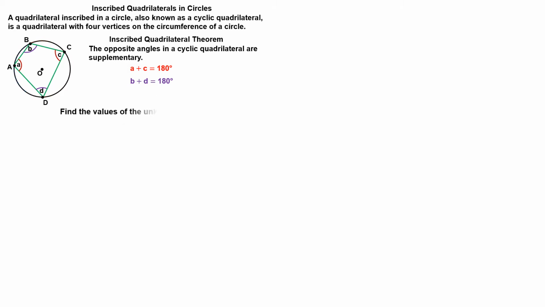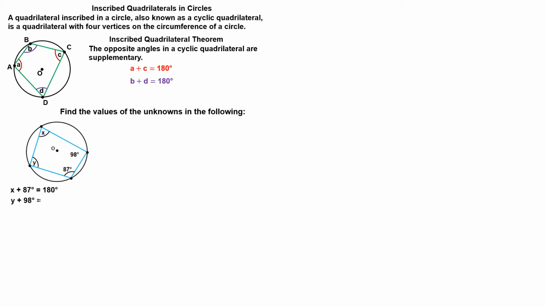Find the values of the unknowns in the following. Opposite angles of cyclic quadrilaterals are supplementary, so x plus 87 equals 180 degrees. Y plus 98 degrees equals 180 degrees. X equals 93 degrees, and y equals 82 degrees.